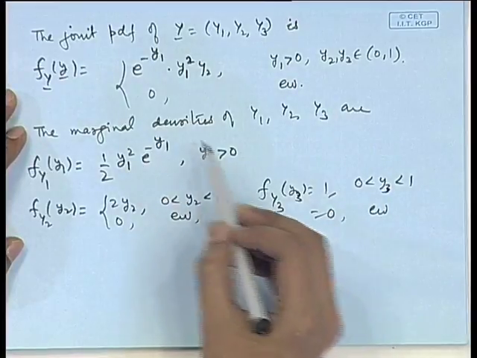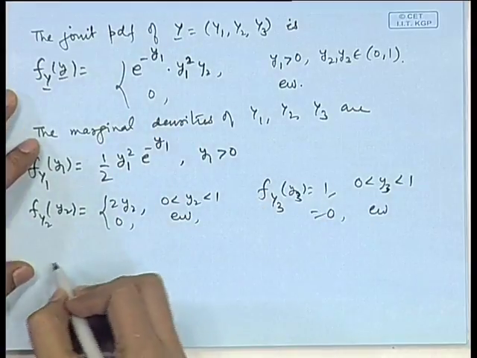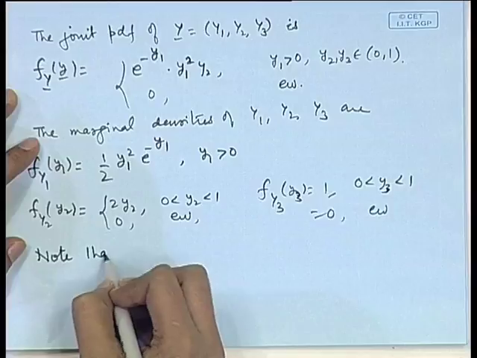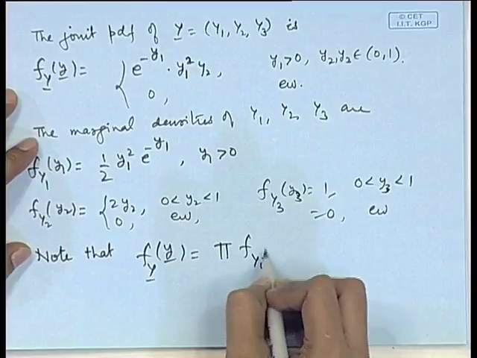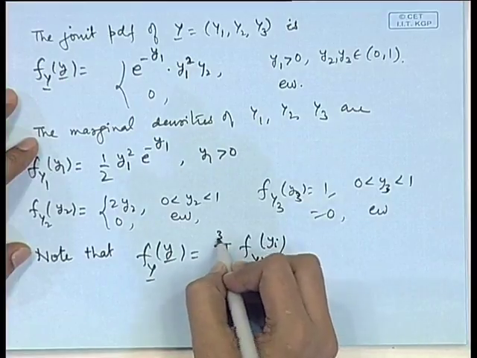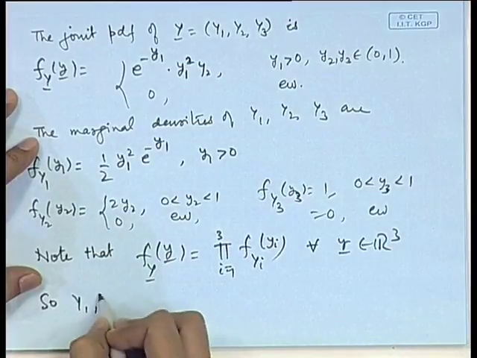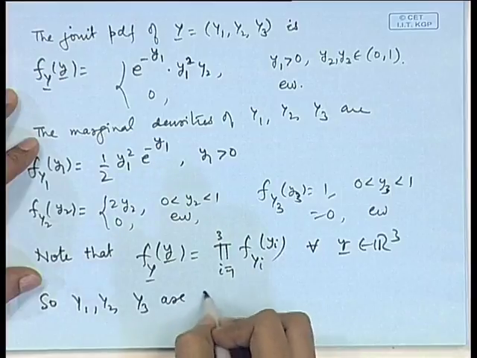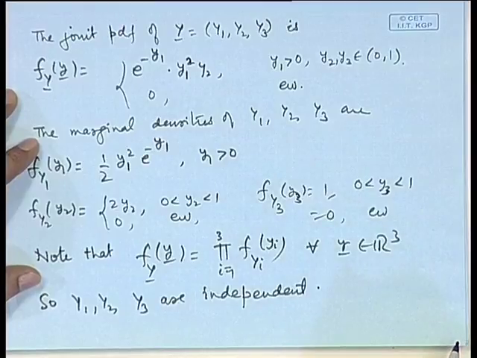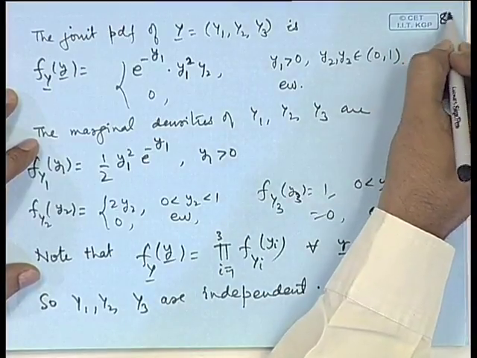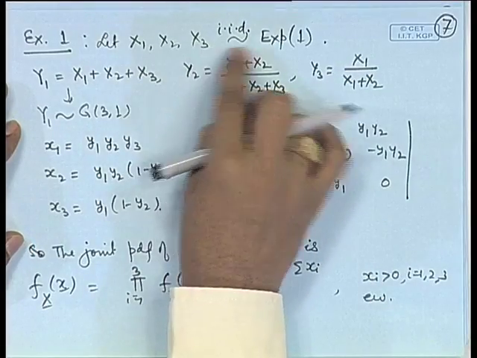One interesting feature we can notice here, that if I look at the product of the marginals, it is equal to the joint. Note that f of y is equal to the product of the marginals, so y 1, y 2, y 3 are independent. So, here we are able to obtain the distribution of a 3 dimensional function of 3 random variables.